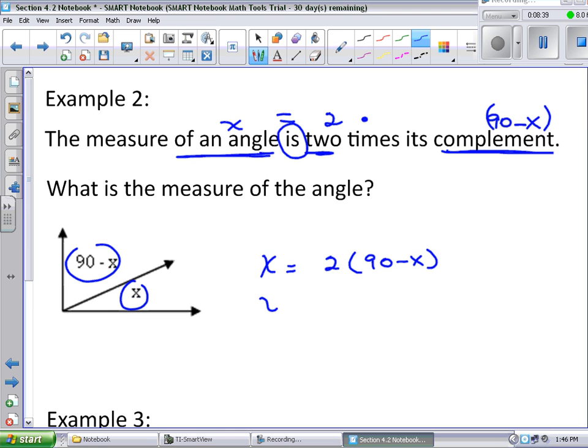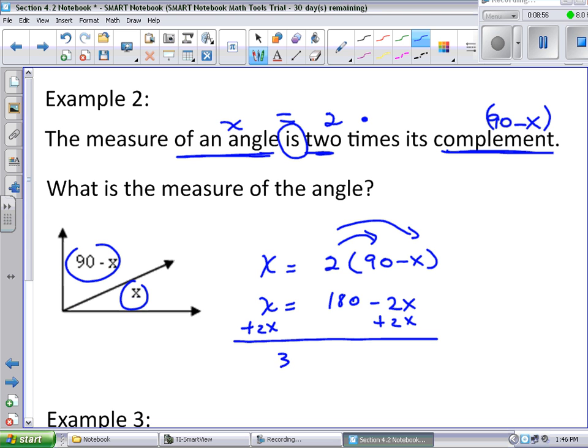So I'll have x is equal to, I'm going to have to distribute the 2. 2 times 90 is 180 minus 2 times x is 2x. And then I want the x's on the same side, so I'm going to add the 2x to both sides. That will give me 3x is equal to 180. And if I divide by 3, I will have x is equal to 60. X is 60. Now that is one of the angles. One of the angles is 60 degrees.